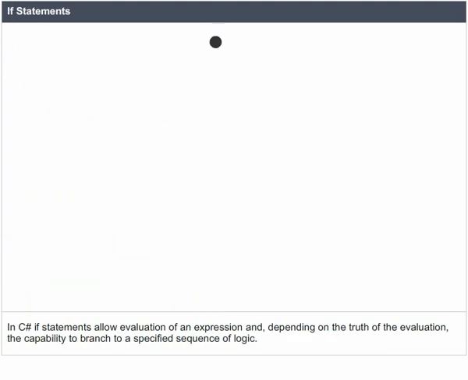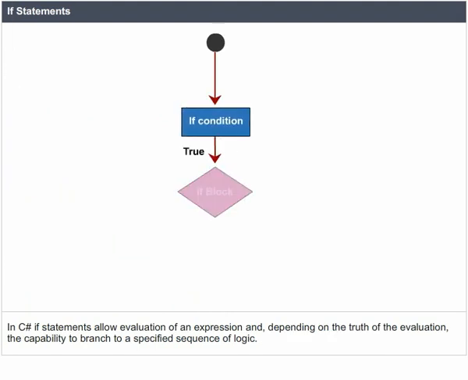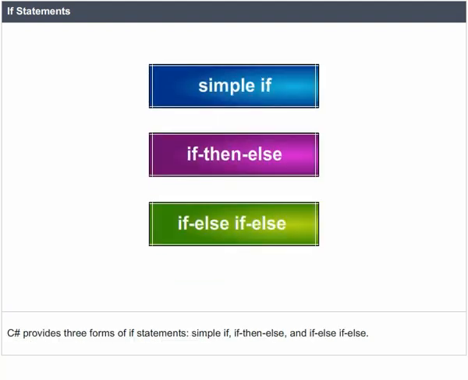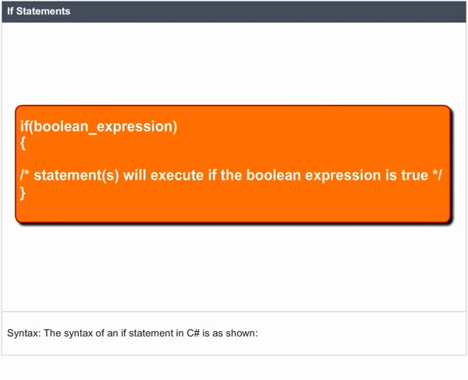If statements. In C#, if statements allow evaluation of an expression, and depending on the truth of the evaluation, they have the capability to branch to a specified sequence of logic. C# provides three forms of if statements: simple if, if-then-else, and if, else if, else. Syntax. The syntax of an if statement in C# is as shown.